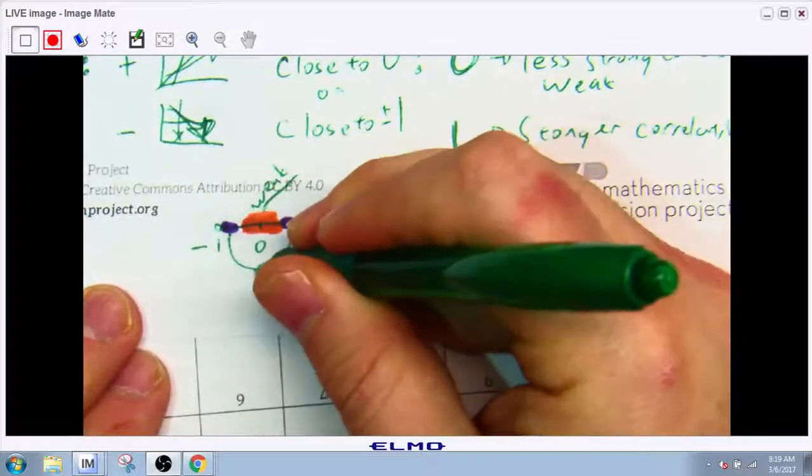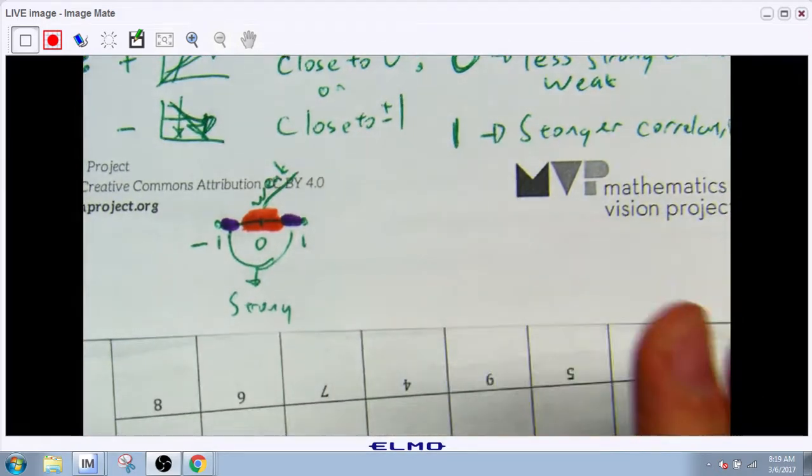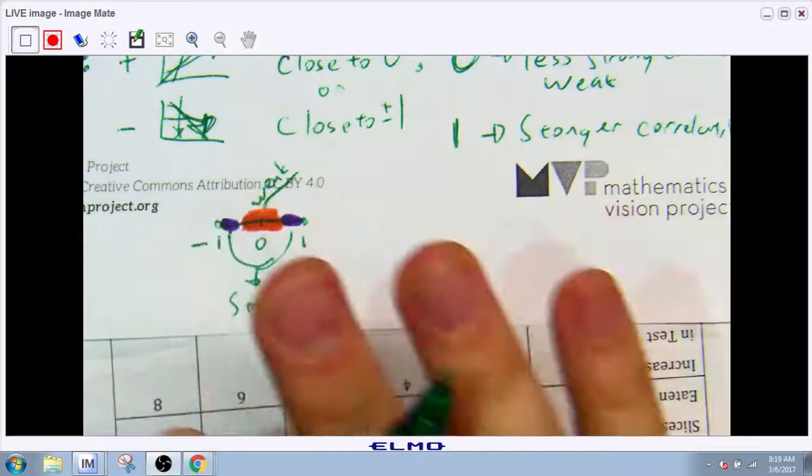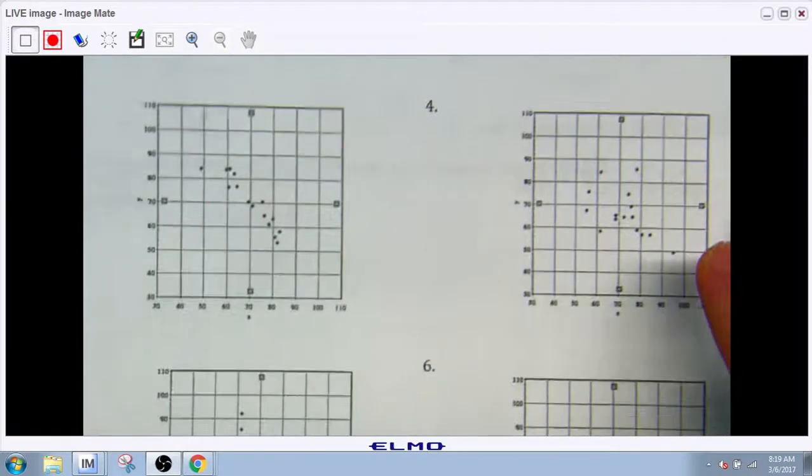It would be weak if it were in the orange, and it would be strong if it were in the purple. Strong. Okay. Just one way of thinking about that. This kind of visual will be really helpful as we look at this. So we're given a whole bunch of correlation coefficients, and we're asked to look at a couple of examples and figure out what the correlation could be.